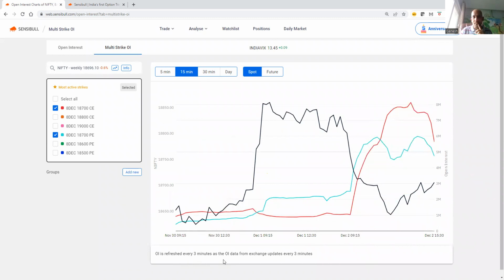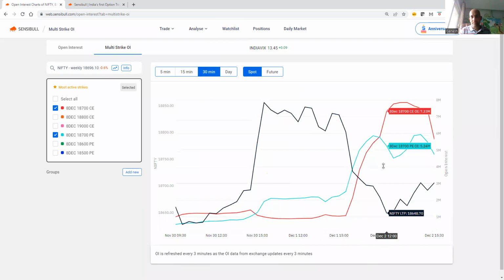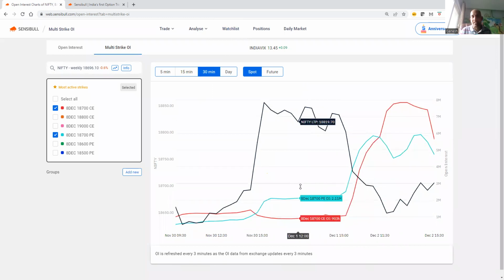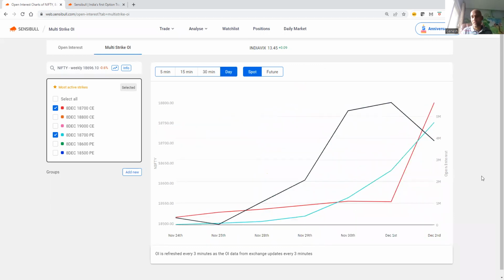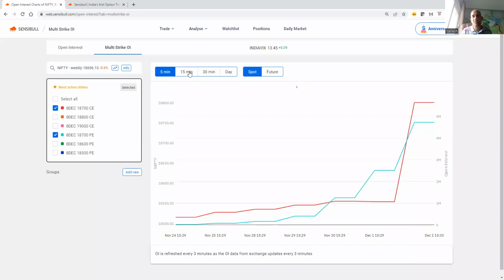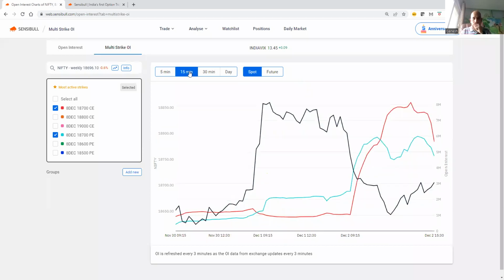OI is refreshed every 3 minutes here, from exchange updates. So in 3 minutes, what happened? In 50 minutes, what happened? And in the last 30 minutes, what has happened? You can track these strikes minutes-wise. Intraday people are interested in what happened in the last 30 or 50 minutes. If you want, you can see day-wise, but day-wise values don't add any value for intraday traders. Intraday people are much more interested in minutes-wise, so that's why they check.